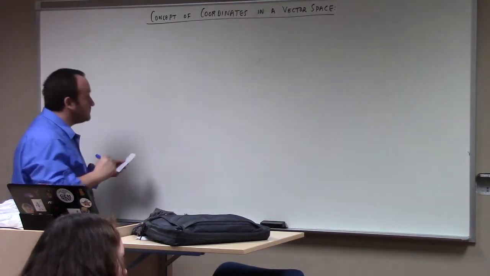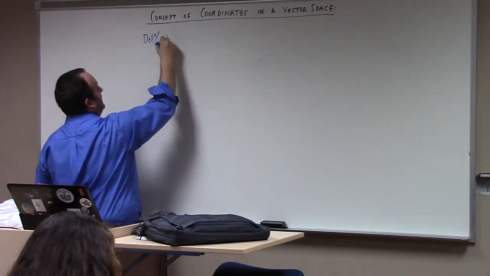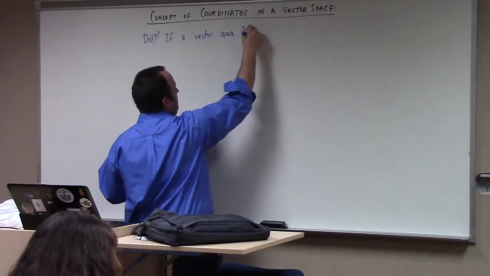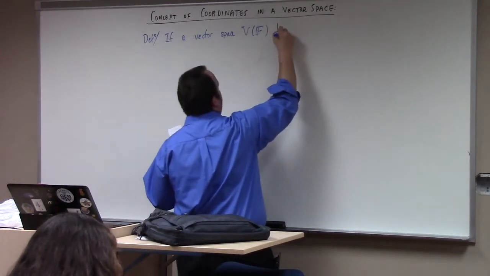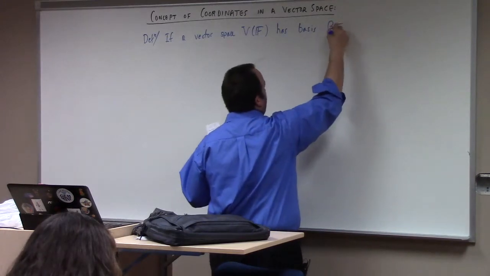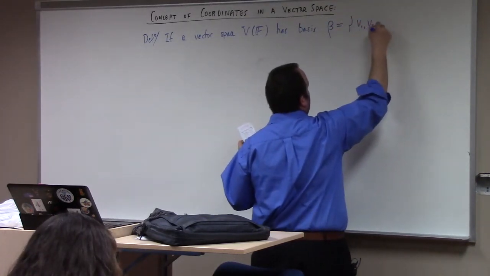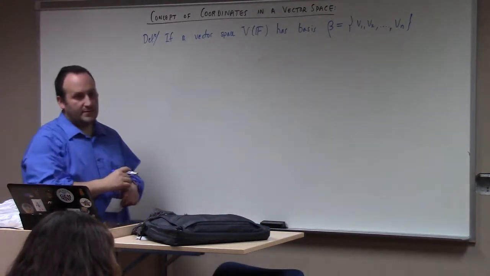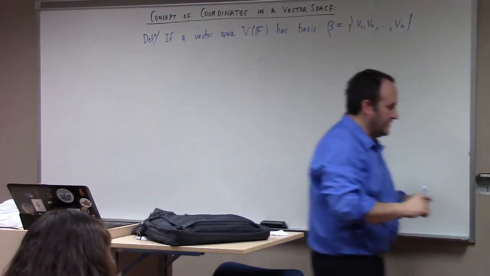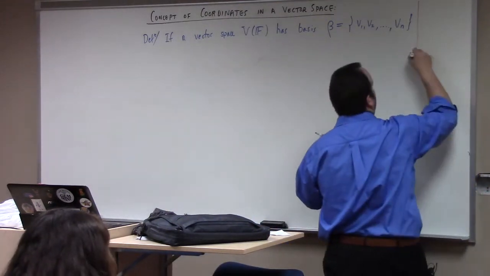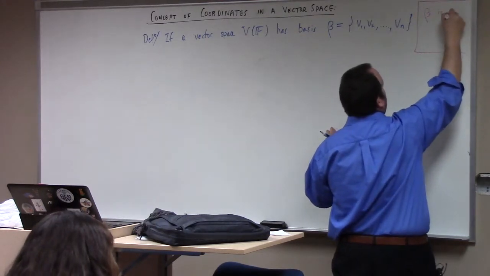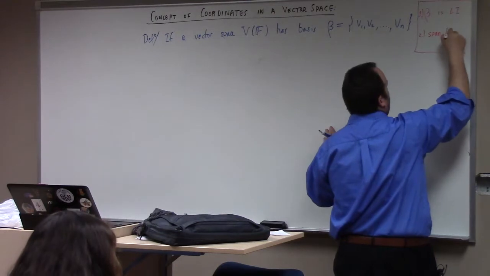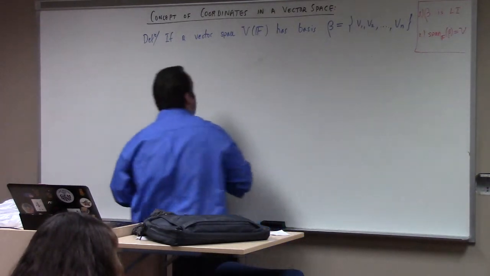Okay, so definition. If a vector space V over the field of scalars F has basis beta, and so this basis is going to be V1, V2, ..., Vn. All right? So what does it mean that this is a basis for the vector space? What does that presuppose? Two things, right? One, beta is linearly independent, and two, it spans, right? So the span over the field of scalars F of beta is the whole vector space V. So it's a linearly independent spanning set for the vector space V.